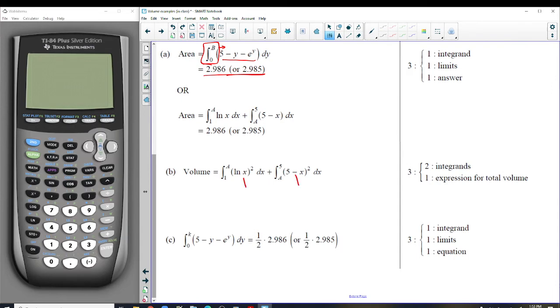I would go 1 here and 1 here, expression for total volume, and then I would look to see, did you have the integrals right? Did you add them together? Probably lots of ways you can mess that up. Integrand, boom, limits there, and then did you write the overall equation correct? Overall, is it right? That'd be worth a point. I'd probably mostly look at that right there for that last point, I would imagine.